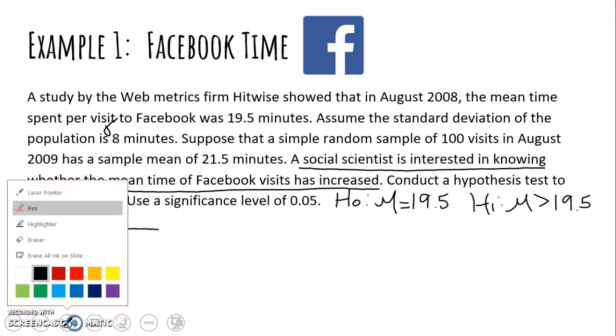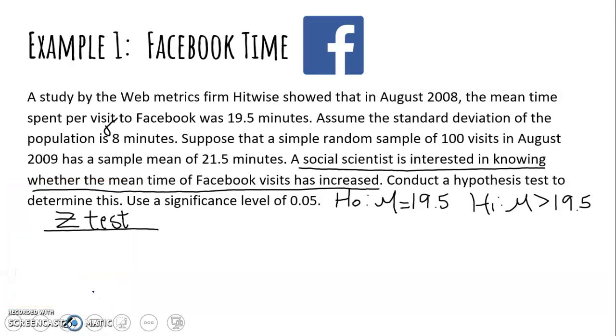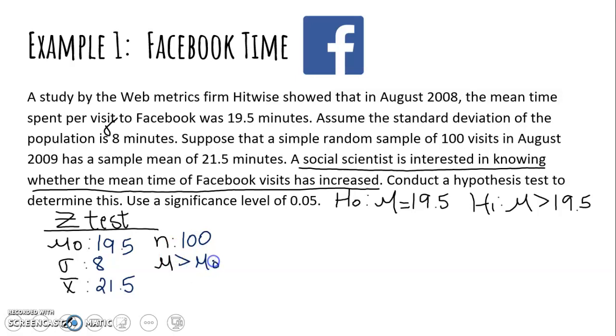Now when we run this in the calculator, it's going to ask us quite a few things. It's going to say what is the null, what is sigma, what is x bar, what is n, and then what's the alternate statement. So we're going to fill those in. The null is 19.5. Sigma, we already said was 8. X bar is the sample mean, that's 21.5. N is the number in the sample, which would be 100. The alternate statement, we're saying that it's greater than mu0. And then you're going to hit calculate and find a p-value.